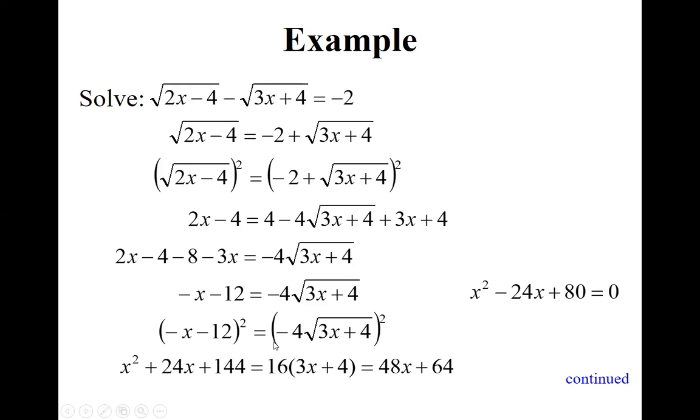Subtract 48x from both sides. Positive 24 minus 48 equals negative 24x. And then 144 minus 64 is positive 80. Everything on one side, 0 on the other. Factor. Numbers that multiply to positive 80 and add to negative 24 are negative 20 and negative 4. And then solve x minus 20 equals 0, x minus 4 equals 0. We get x equals 20 or x equals 4.